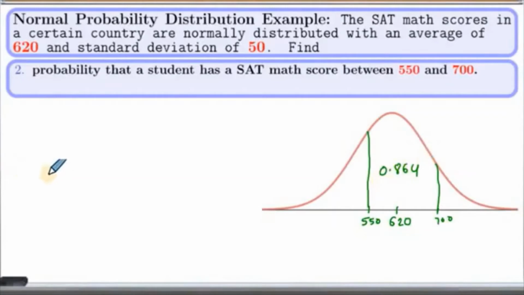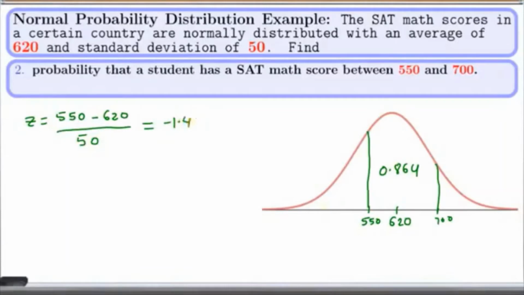Now let me show you how to find this using the table. To find the area in the table, first we need to find the z-score for 550 and 700. Let's find the z-score for 550 first. Z equals 550 minus 620 over 50, which equals negative 1.4.